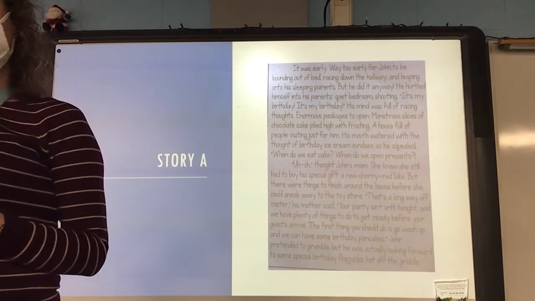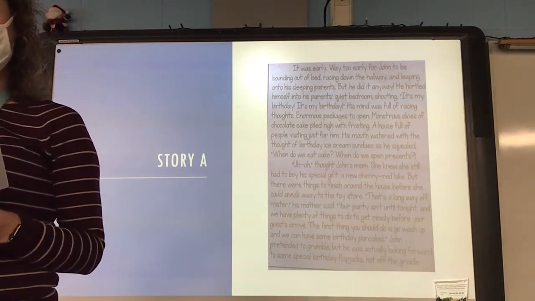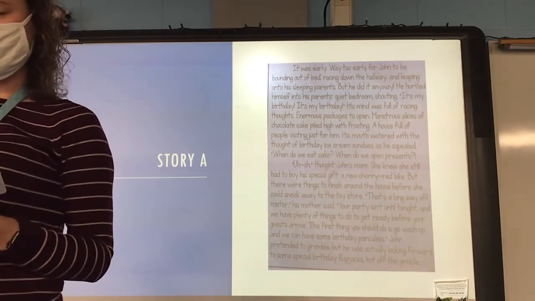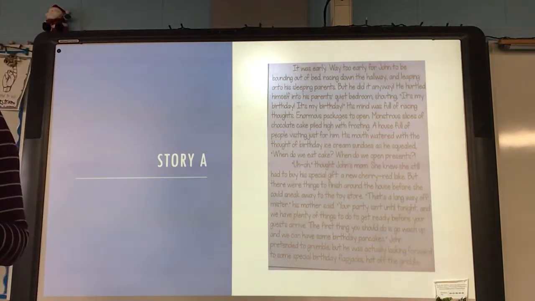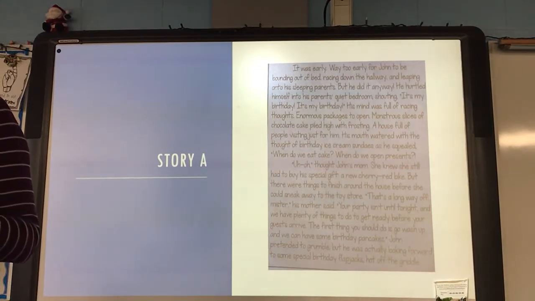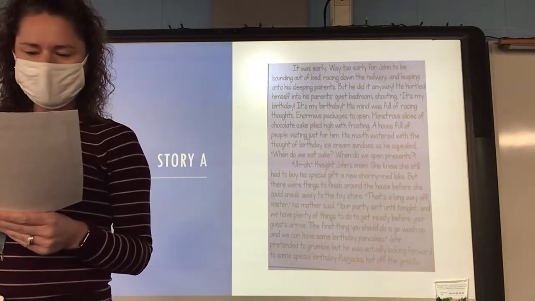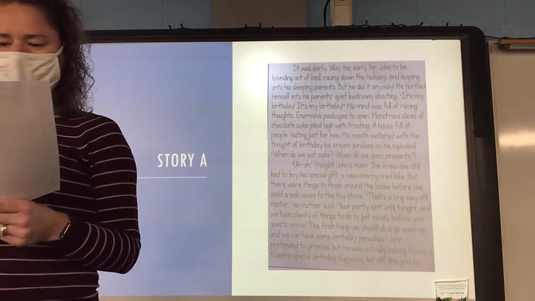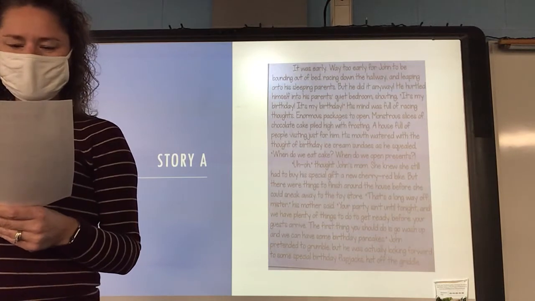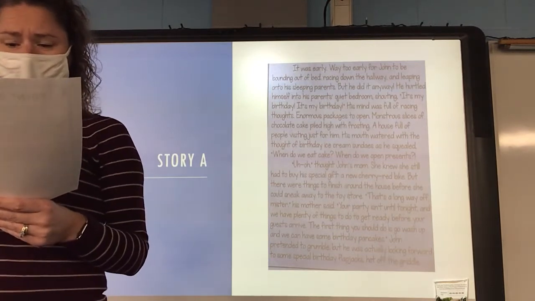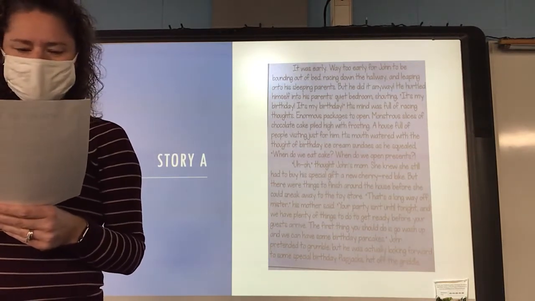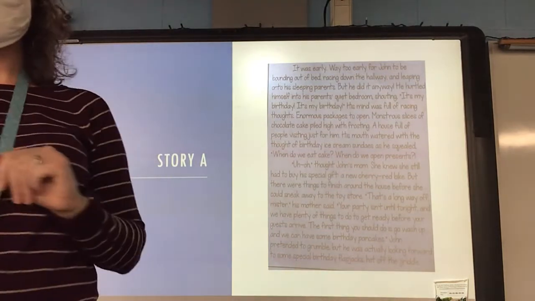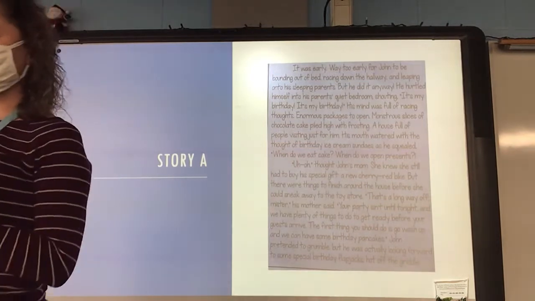Uh-oh, thought John's mom. She knew she still had to buy his special gift, a new cherry red bike, but there were things to finish around the house before she could sneak away to the store. "That's a long way off, mister," his mother said. "Your party isn't until tonight. We have plenty of things to do to get ready before your guests arrive. The first thing you should do is wash up and have some birthday pancakes." John pretended to grumble, but he was actually looking forward to some special birthday flapjacks, hot off the griddle. So that was story A.